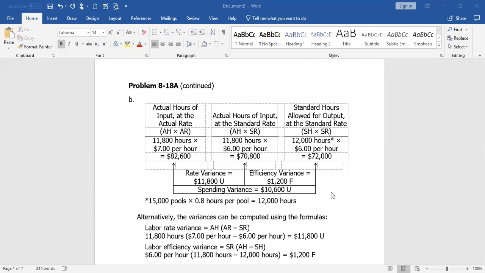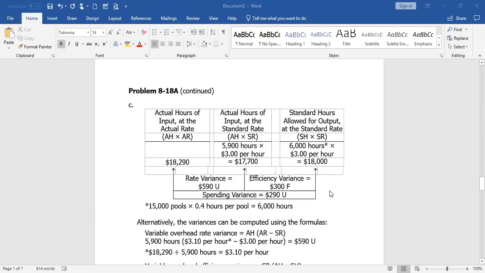This rate variance and efficiency variance tells us where the variances occurred. The rate variance tells us if we paid more per hour or less per hour, and the dollar amount that caused our difference. The efficiency variance tells us if we used more or less hours and the dollar value attached to those hours.